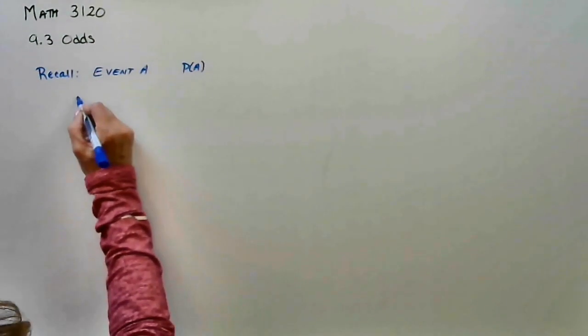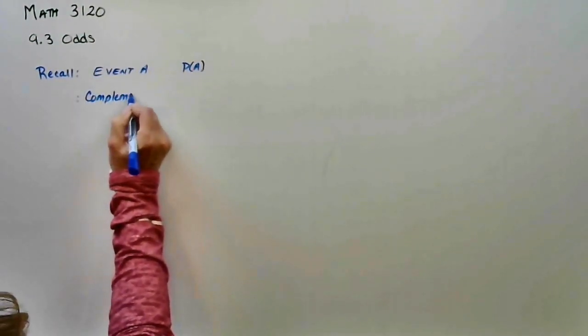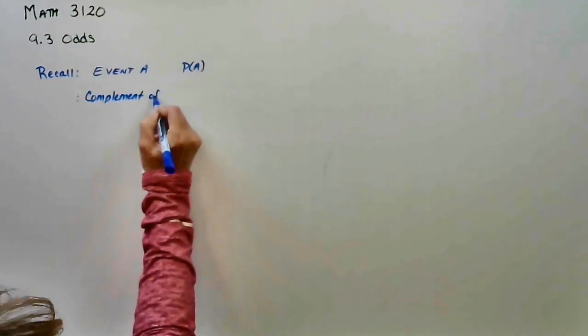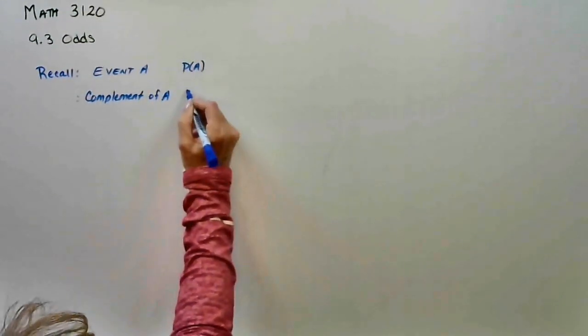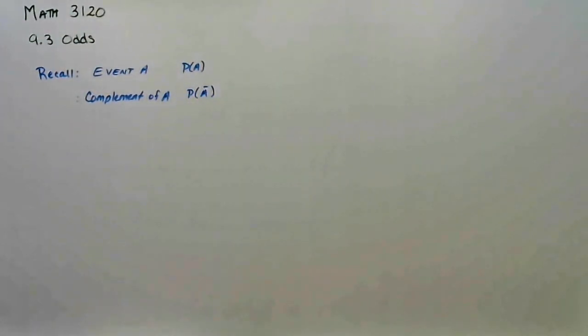And if we talk about the complement of A, the notation for complement is A bar. Probability of event A means if we take the universal set and we subtract out the probability of A occurring, then we get the complement.